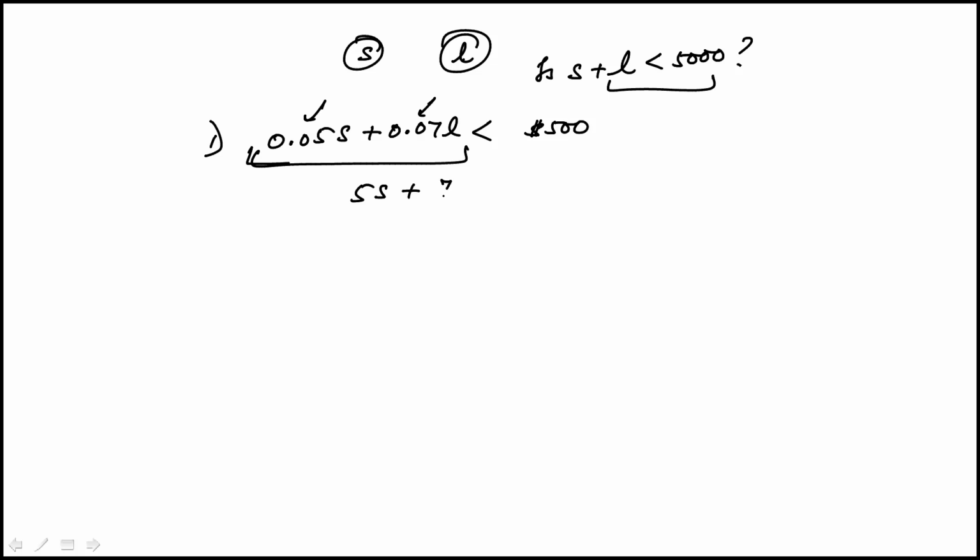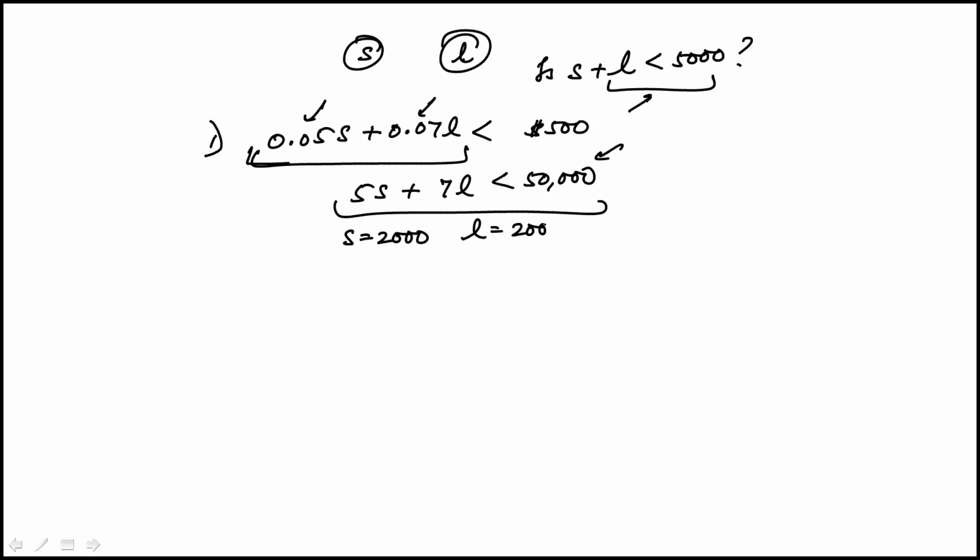So multiply both sides by 100. And then I'm going to look for values of S and L that will satisfy the statement, but then answer it as a yes and a no. So let's say S is 2,000 and L is 2,000. In this case, S and L add up to 4,000, so the answer would be yes, but then we just have to check this. This would be 10,000, and then that would be 14,000. That does indeed add up to 24,000, which is less.